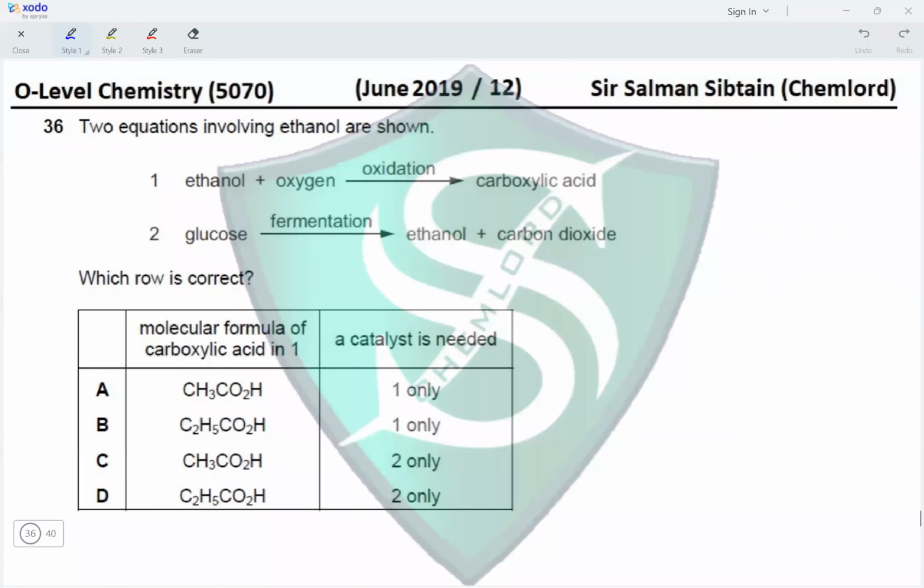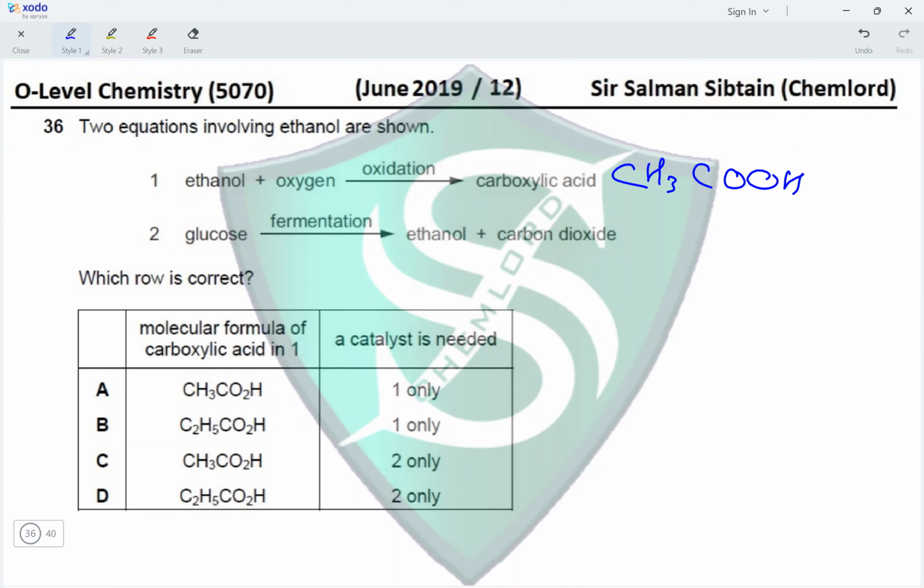Question 36. Two equations involving ethanol are shown. Ethanol and oxygen upon oxidation produces carboxylic acid. So ethanol will be converted into ethanoic acid, which is CH3COOH. And we have glucose fermenting to produce ethanol and carbon dioxide. Which row is correct?